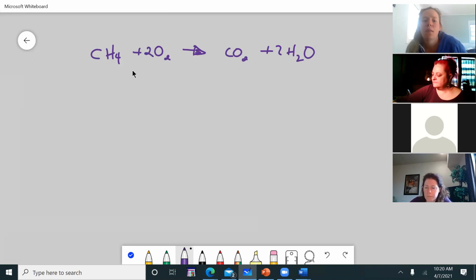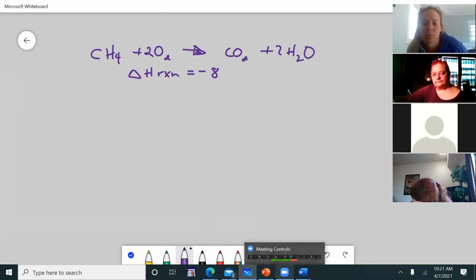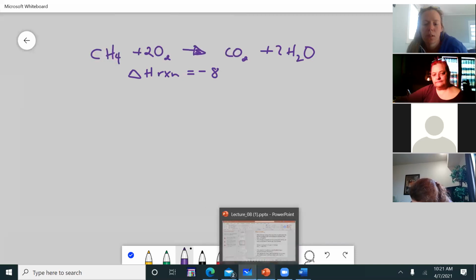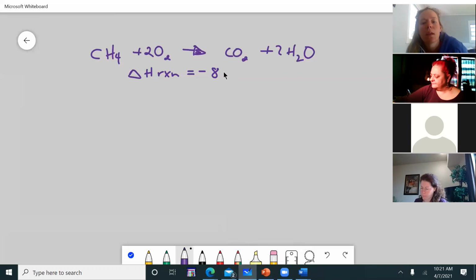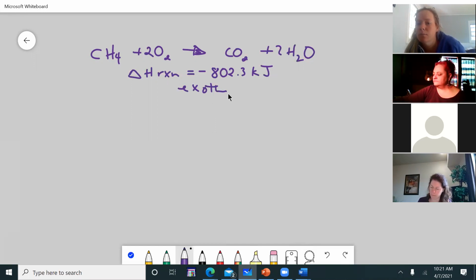The delta H of reaction for this is negative 800 and something. I thought I had it memorized. 802.3 kilojoules. It's negative because it's exothermic. Exothermic means it's losing energy.